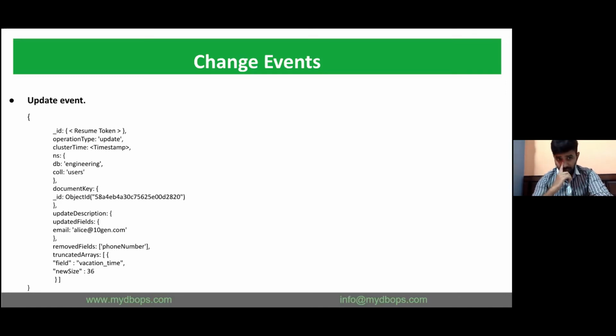Update event, again, operation type is update, and namespace is given. So the update description document is the field that you have to focus on here. That is what is being updated. So here this particular document is updating email, and it is also removing the field called phone number.